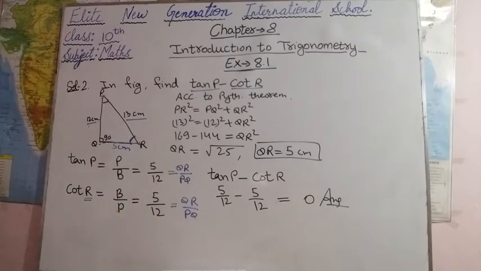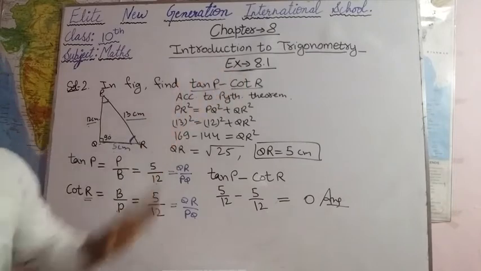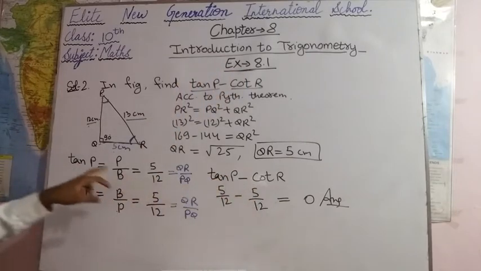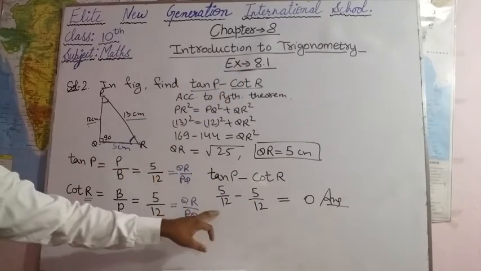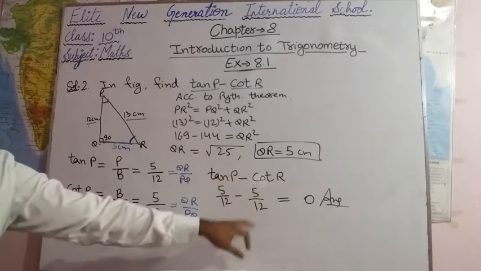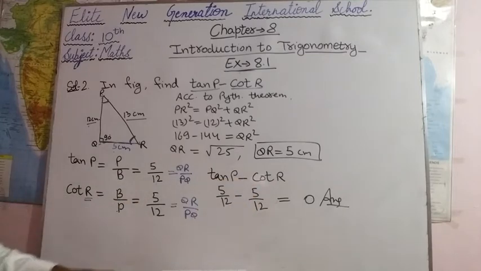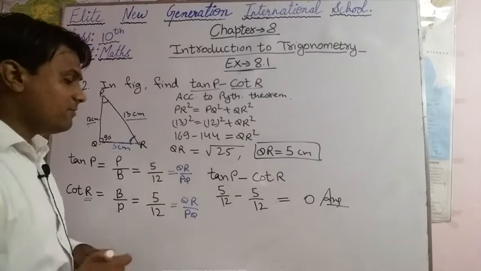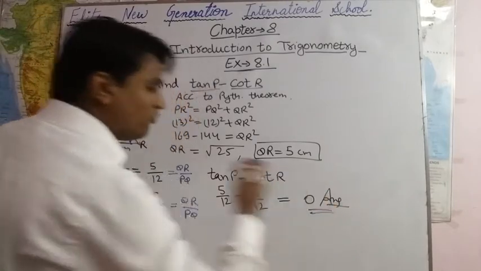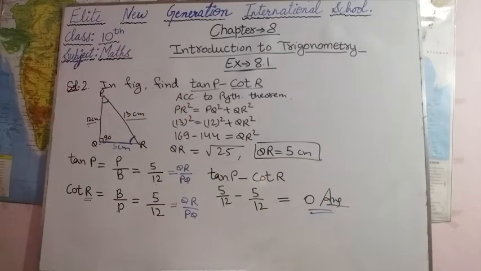Now after this we have to find tan P minus cot R. Putting the value of tan P, that is 5 upon 12, and minus the value of cot R, that is also 5 upon 12. So 5 upon 12 minus 5 upon 12 will be 0. So 0 will be the answer. Now after this, see the next question.